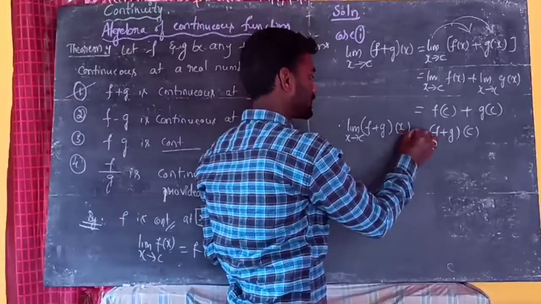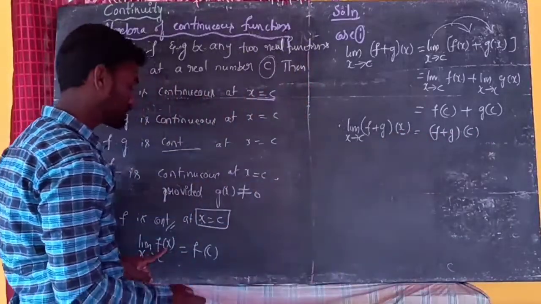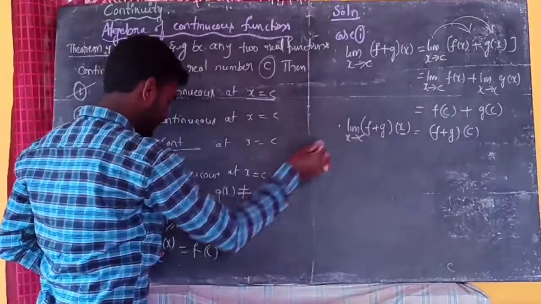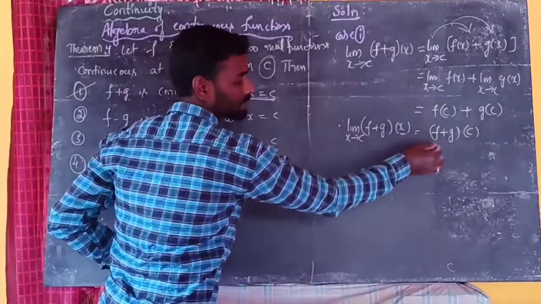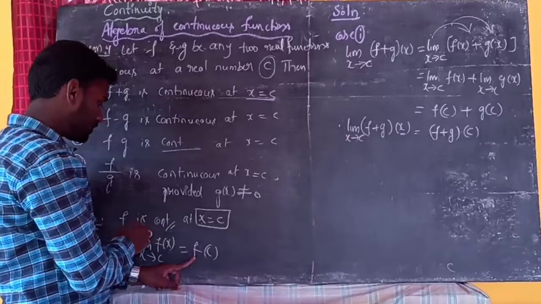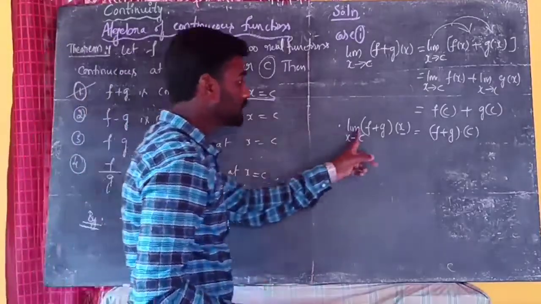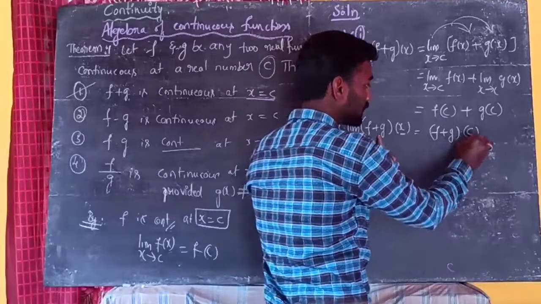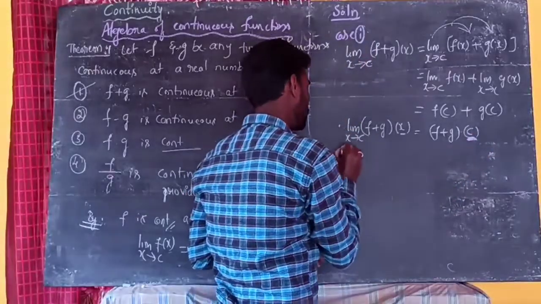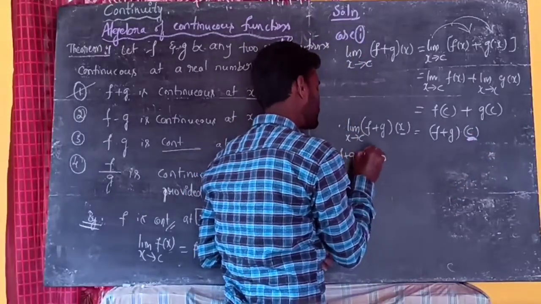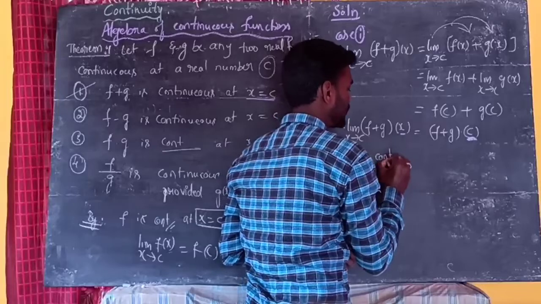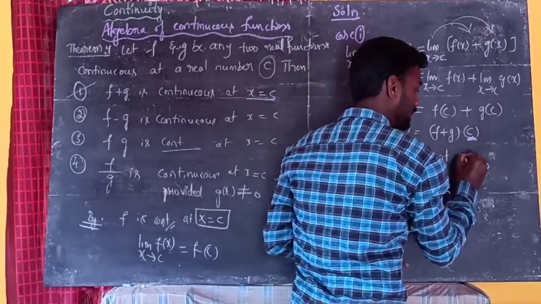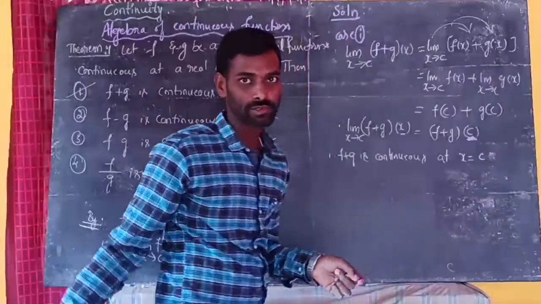In place of x, here observe, this is x, this is c, this is c. In place of f, here it is f plus g. Which means what? f plus g is continuous at x equal to this point c. Therefore f plus g is continuous at which point? At x equal to c.